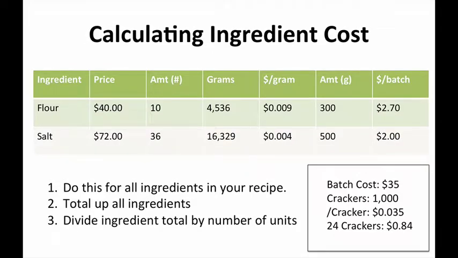Again, you want to calculate your ingredient costs. You have things like flour and salt and sugar and corn flour or whatever it may be, the same way that you did in the first episode. So do all the ingredients at once, total up all the ingredients, divide the ingredients by the total number of units. So in this example, let's just say your batch cost is $35. You can get 1,000 crackers out of that batch. So then per cracker, you're looking at 3.5 cents. And if you use 24 crackers in a sleeve or a bag, 24 crackers is 84 cents.